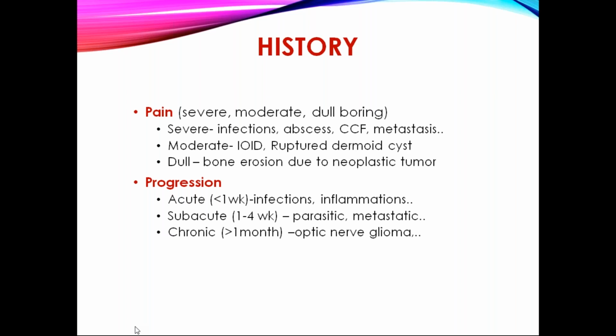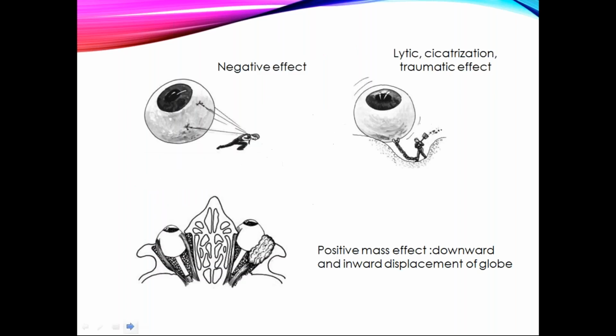And chronic, greater than 1 month, means the proptosis has been more than 1 month duration. And one example is optic nerve glioma. There are many other differential diagnoses, but these are few examples. So what are the effects of proptosis? What can happen when the proptosis occurs, or what is the problem with proptosis?